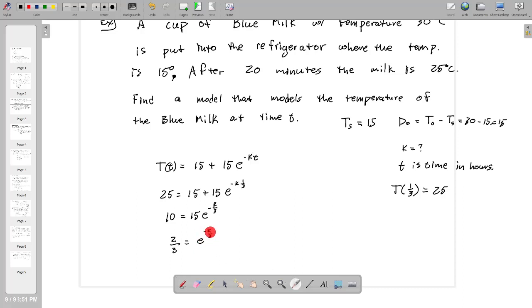Now, in order to solve for a variable that is in the exponent, we need to take a logarithm. So we're going to take the ln of both sides to completely eliminate the e, because the ln is the logarithm with base e. We take the ln of both sides. And on the right, when we take the ln, the e cancels, and we're left with just negative k over 3. So multiply by negative 3, and we get a negative 3 ln 2/3 is equal to k. So now that we have our k, we can write the model.